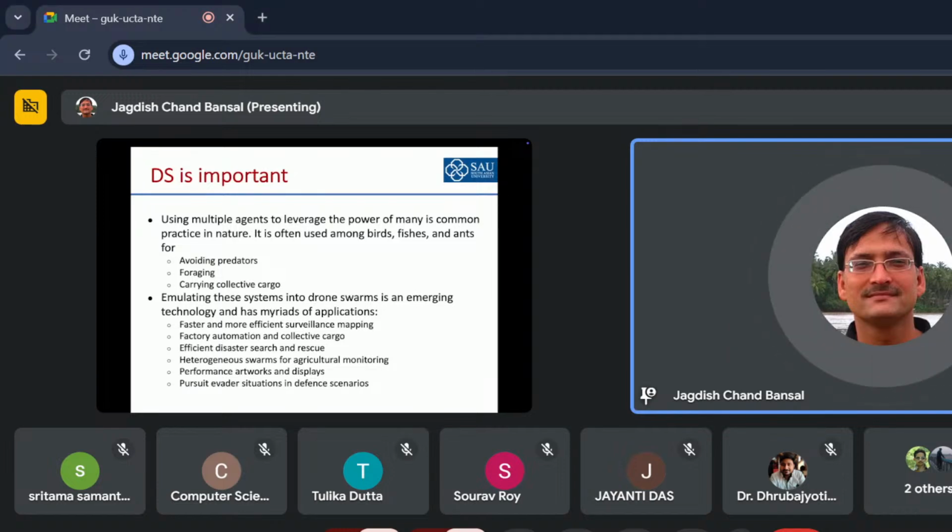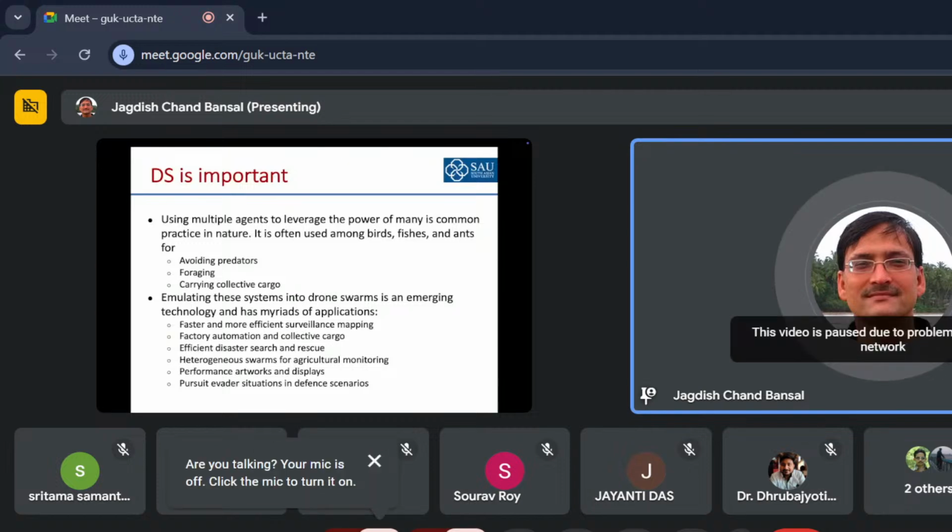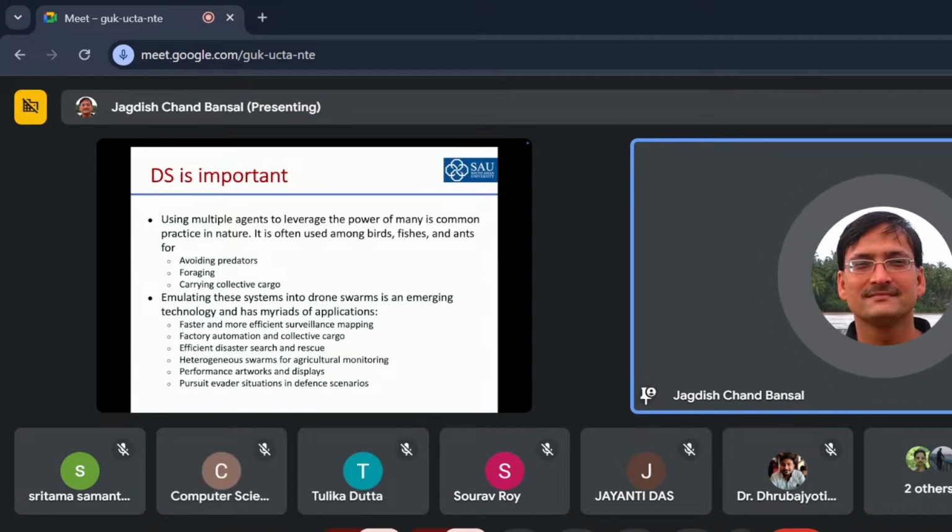Therefore the question arises how to develop the collaborative protocol among the drones in a group. So the study of the development of algorithms, protocols and systems, so that a group of drones can collaborate with each other and accomplish some task, is based on the birds flocking behavior. The drone swarm concept is produced, and drone swarm is an emerging technology that has myriads of applications, faster and more efficient.